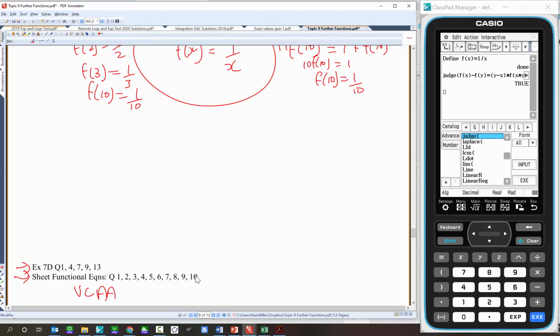The sheet involving functional equations, I've just done question 10. 9 is pretty tricky as well from memory, okay? 1 through to 8, they're just like, yeah, smashing this, and then they launch 9 and 10 on you. So this one was question 10. Question 9 is also challenging.